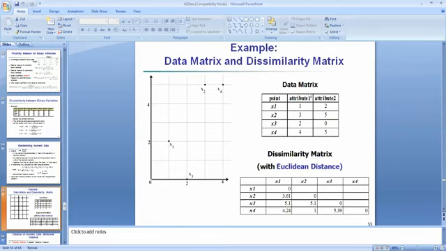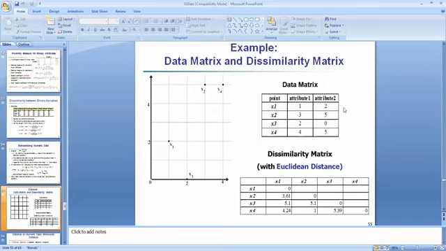We will see one example of the data matrix and dissimilarity matrix. You can see the graph plotted here, with x-axis 2, 4 and y-axis 2, 4. In the data matrix, the points are x1, x2, x3, and x4. The first attribute for x1 is 1, for x2 it is 2, for x3 it is 2, and for x4 it is 4.